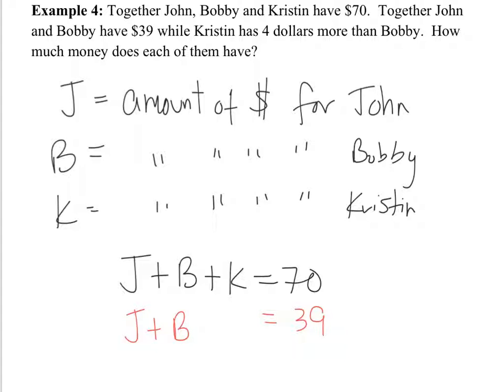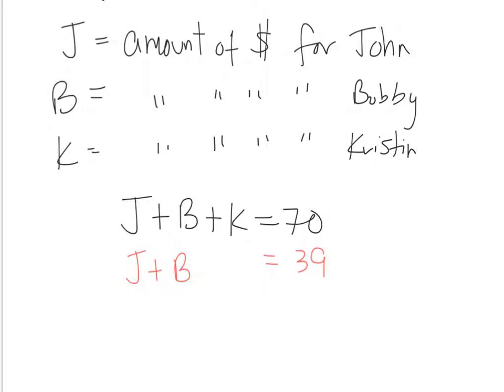The last part says, Kristen has $4 more than Bobby. So the last equation is Kristen has 4 more than Bobby. But that doesn't look like it's in the right form. So I could do one of two things. I could use substitution method and find a way to solve this using substitution. And that will work, but it's a little bit messy. Or I could just rewrite that last equation in the form where it's j plus b plus k equals some number.